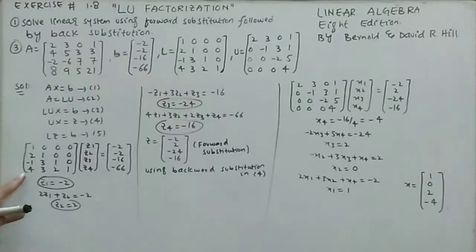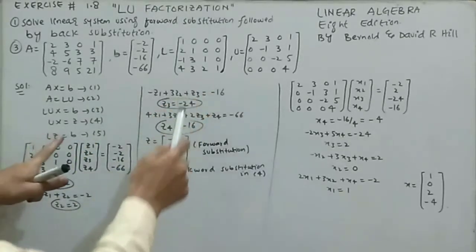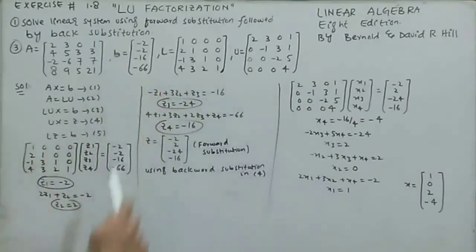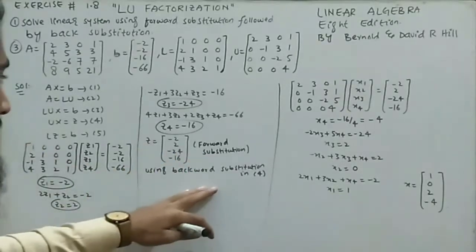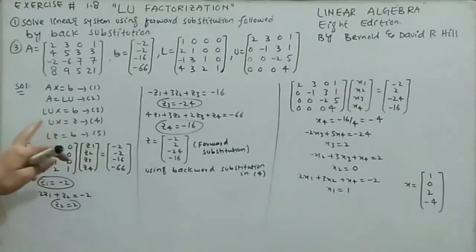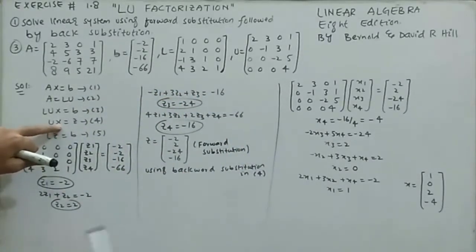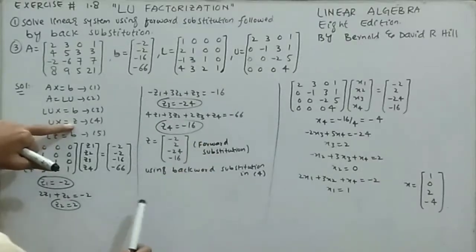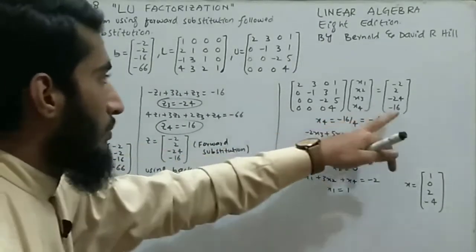This is my L, this is my Z and this is my B. It means that I will use the fifth equation. L is given, Z is not given, but B is given. By forward substitution, just like we did in the previous question, we will find Z1, Z2, Z3 and Z4. For backward substitution, we will use equation number 4. My U is given, my X is not given, we will find it by backward substitution, and my Z is given, which we already found out: minus 2, 2, minus 24 and minus 16.